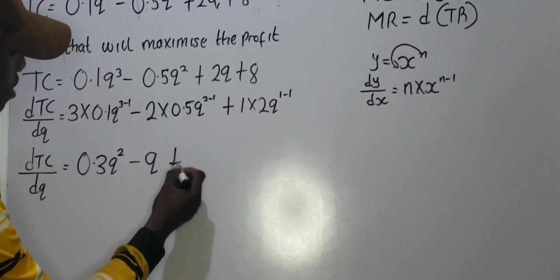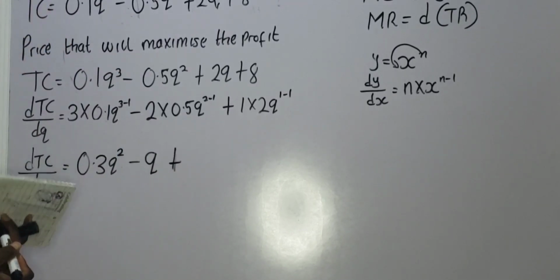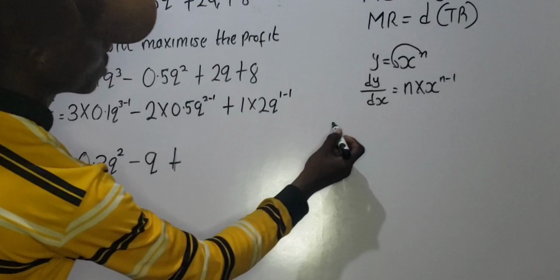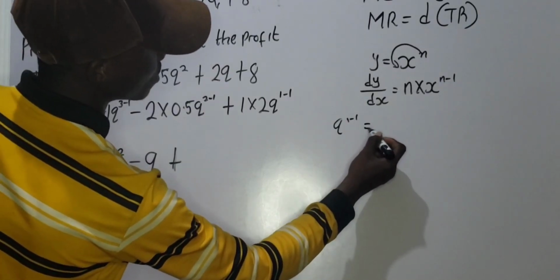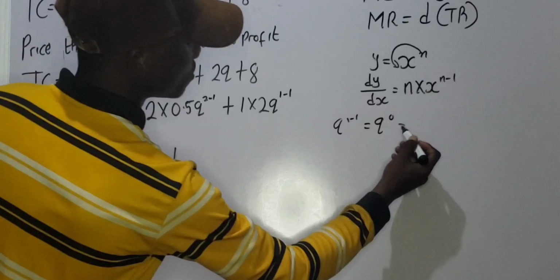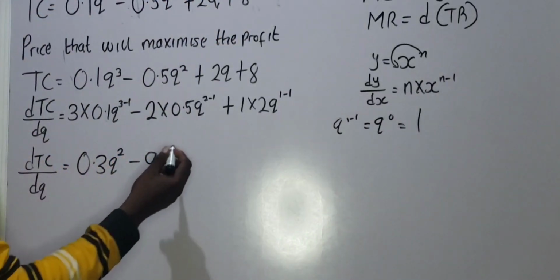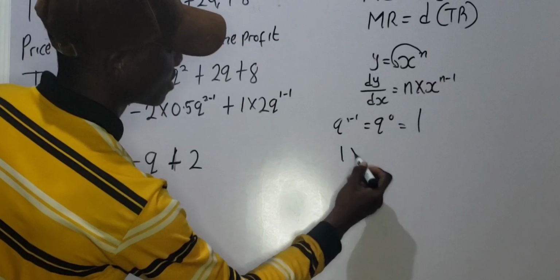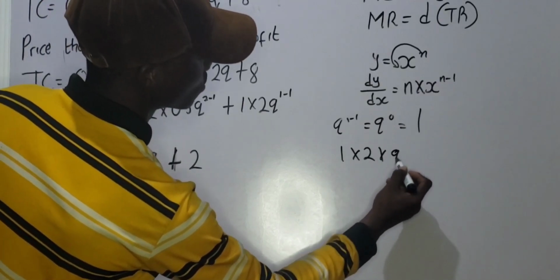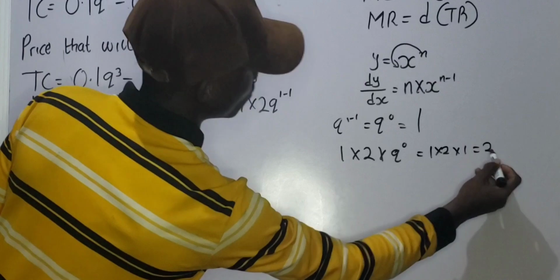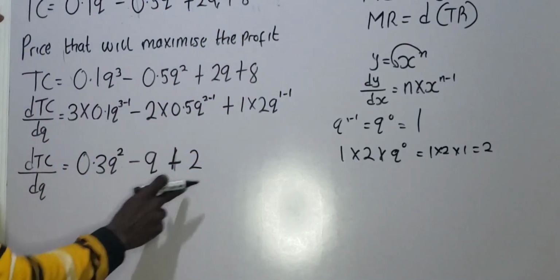Plus, okay, now look at that 1 times 2q raised to the power of 1 minus 1. From this point, q raised to the power of minus 1 is what? Q raised to the power of 0. And according to the laws of indices, q raised to the power of 0 is what? 1. You understand? So for this, I'm going to have plus 2. Because by the time you multiply 1 times 2 times q raised to the power of 0, which is what? 1 times 2 times 1, which is what? 2. That's why I got 2 here. Okay? So now let us proceed.